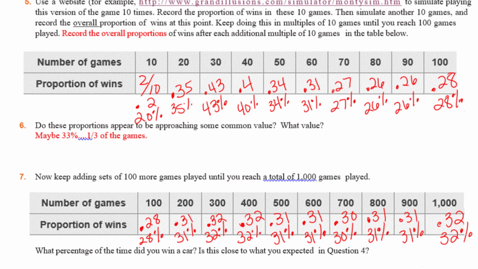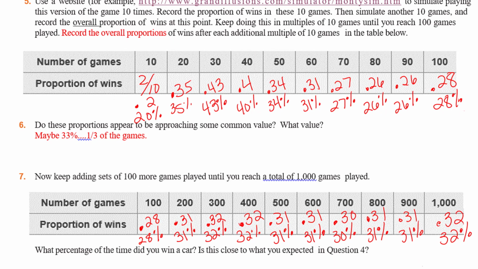Okay, I now used the simulator to play 100 games, play another 100 games over and over until it was up to 1,000 total games. The percentage of times that I won the car was 31%, then 32%, and then a total of 32, and then a total of 31. By the time I got to 1,000 games, it was up to 32% of the time I won the car. So overall, I would say that I won the car 32% of the time.